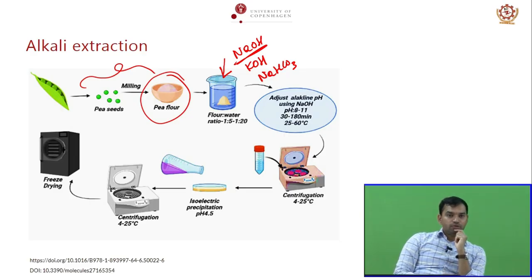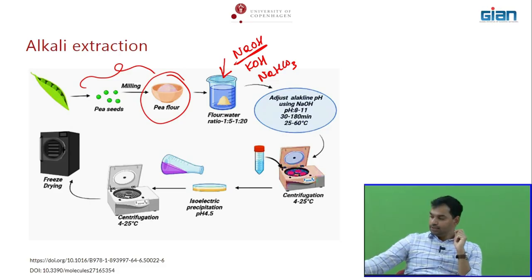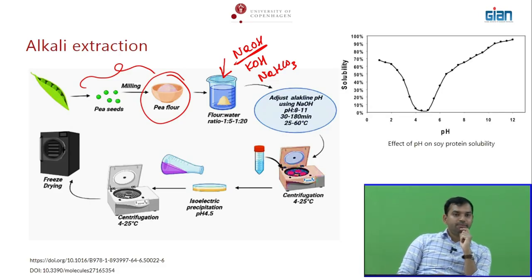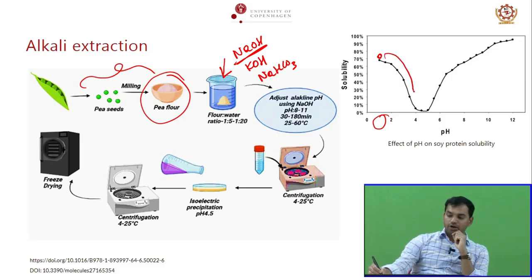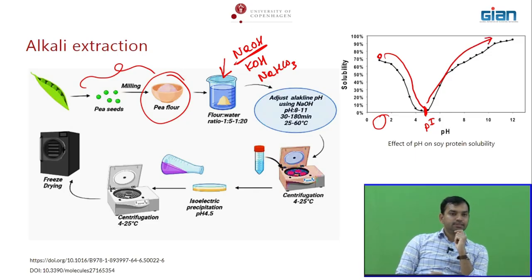We all know that protein solubility changes depending on the pH, right? This is the curve I taught you last time, the basics of protein. Protein has very good solubility at a particular pH, and the solubility drops, completely lost here. What is that point called? PI, isoelectric point. And then if you increase the pH, the solubility increases, right?